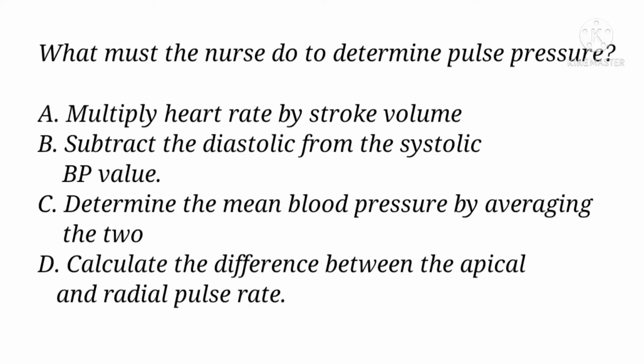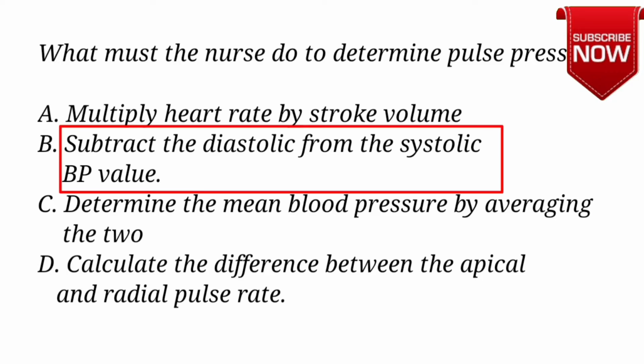What must the nurse do to determine pulse pressure? Option A, multiply heart rate by stroke volume. Option B, subtract the diastolic from the systolic BP value. Option C, determine the mean blood pressure by averaging by 2. Option D, calculate the difference between apical and radial pulse rate. The answer is subtract diastolic from the systolic BP value.